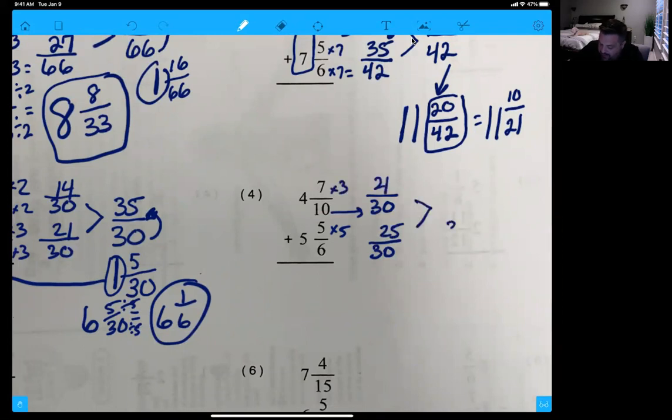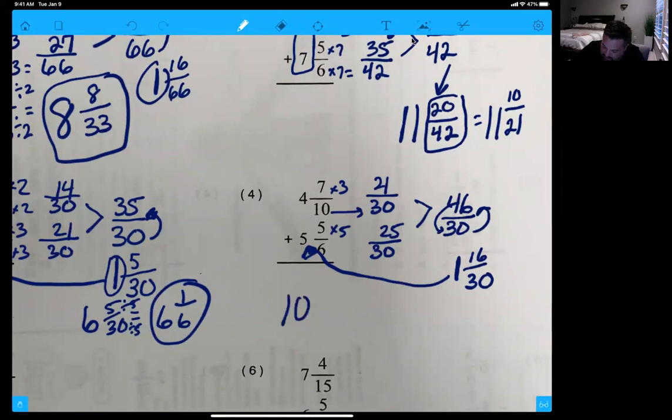If I then add them together, with my common denominator staying the same, it's 46. This 30 goes into the 46 one time. 46 take away this 30 would give me 16, with 30 still as the denominator. I now need to add that to the whole numbers that I have over here. 5 plus 4 is 9, plus this 1 would be 10. You keep the 16/30ths.